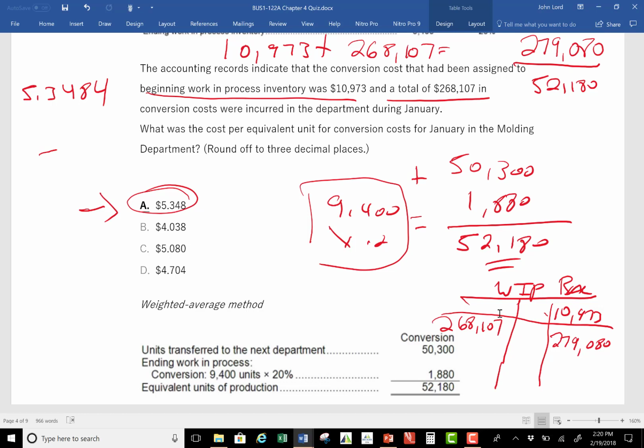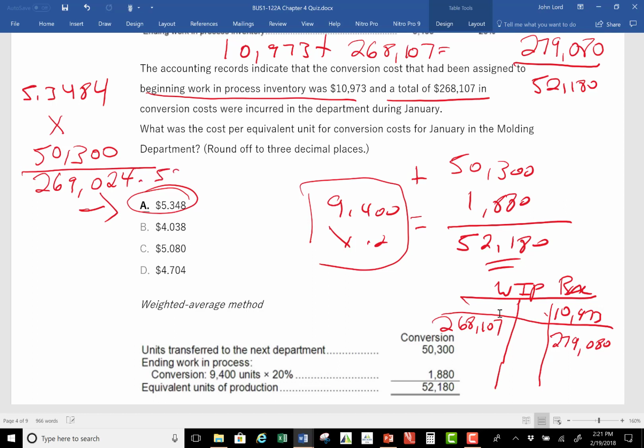I have my number that my buddy gave me up here, 5.3484, right? To make sure we're avoiding some rounding error. Times what? Good. Times the units that got transferred out were 50,300. Gives me a total cost transferred out of 5.3484 times 50,300 units. 269,024, you say?